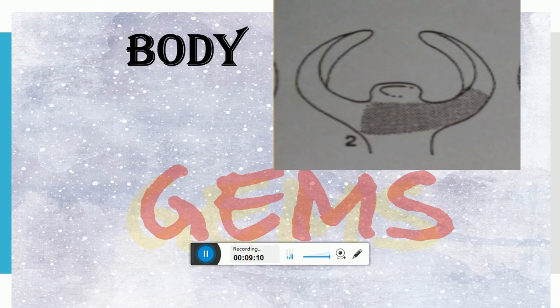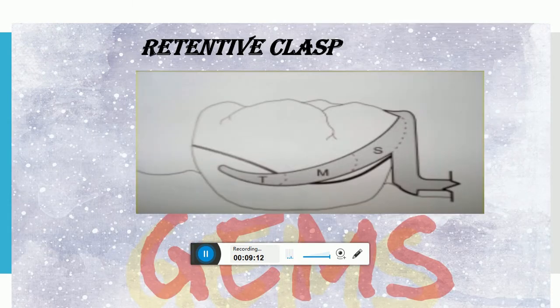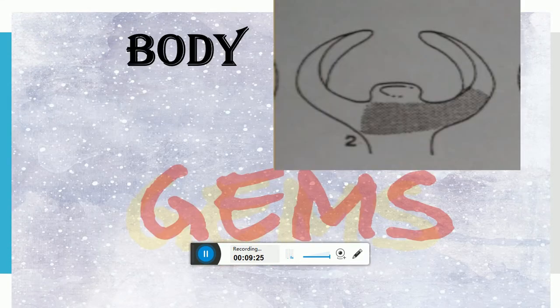Next we have shoulder. I think I forgot to put the image. No worries, we will take up the shoulder. Shoulder is the part of the clasp that connects the body to the clasp terminal, and it lies above the height of the contour.